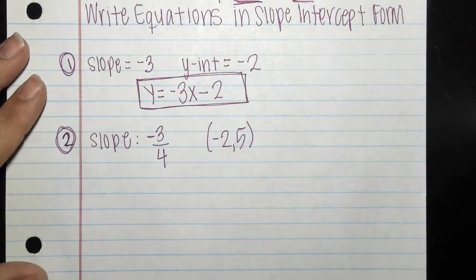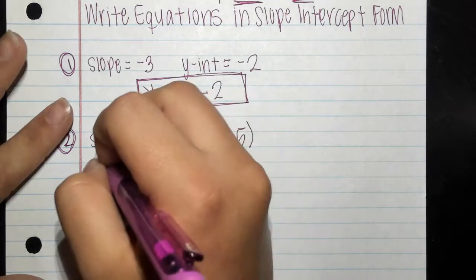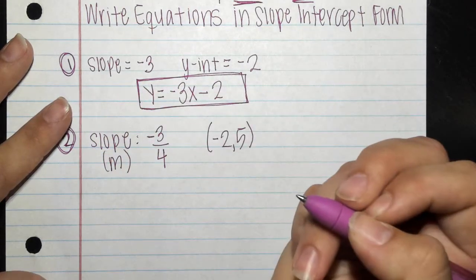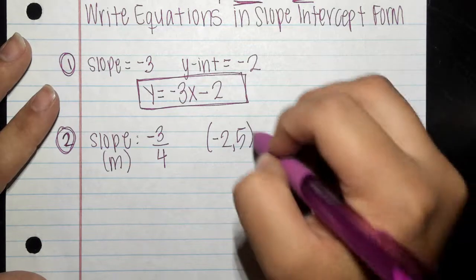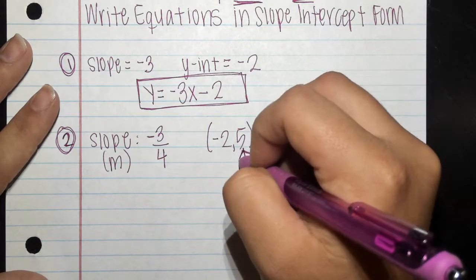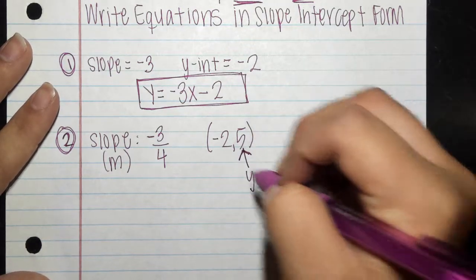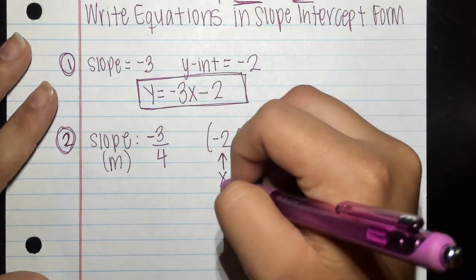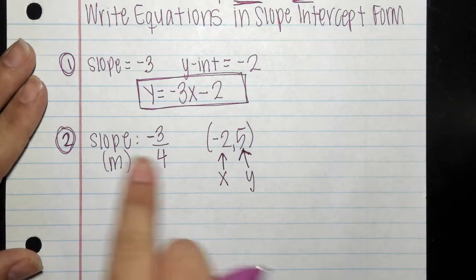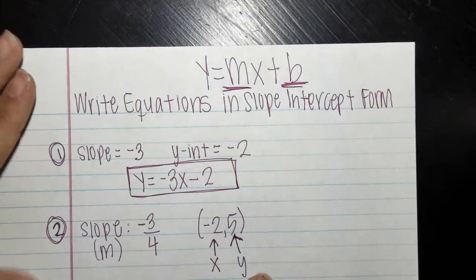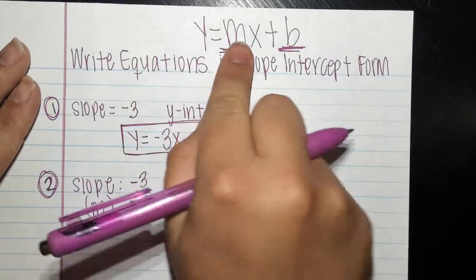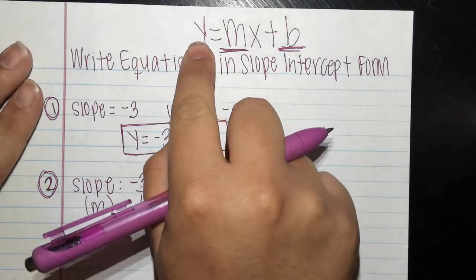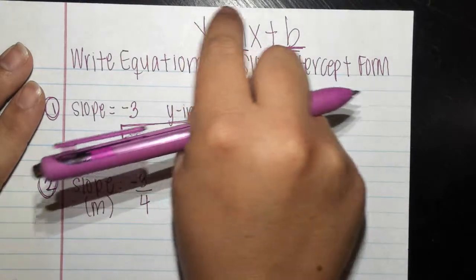Okay. Well, here's the problem. I have m, but we don't have b. This is not b. This is y. And this is x. So what do we have? We have m, we have x, and we have y. Well, in this formula, m, x, y, so if I plug those in, can't I solve for b?